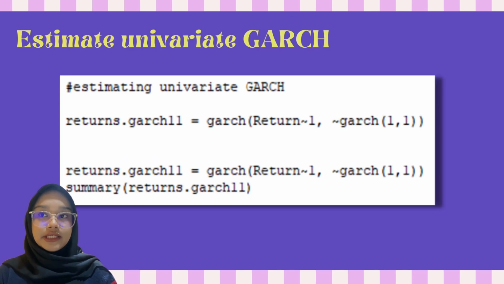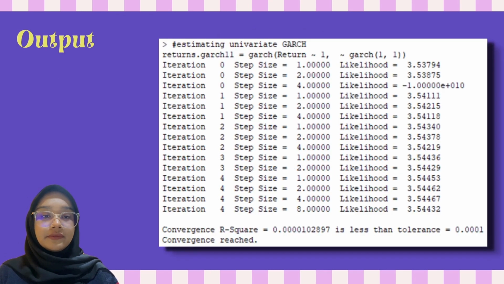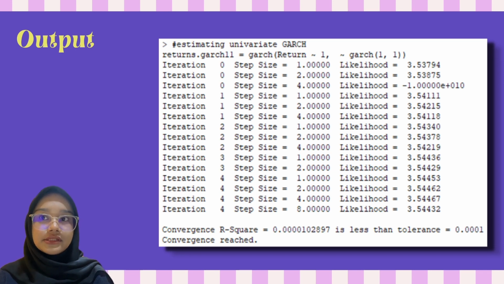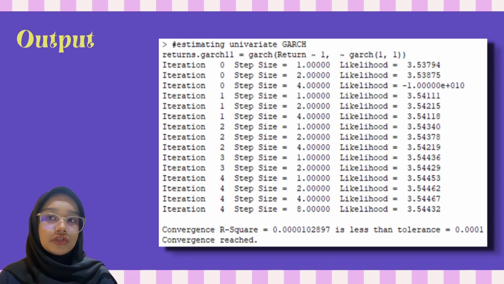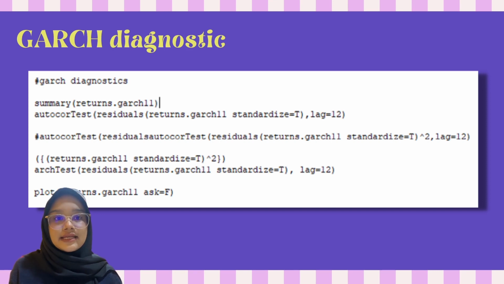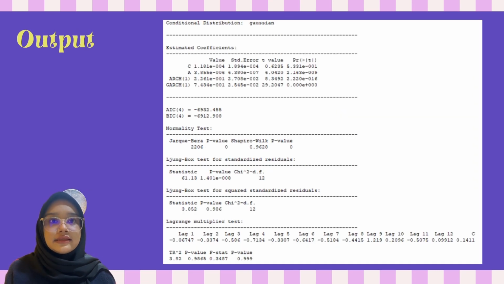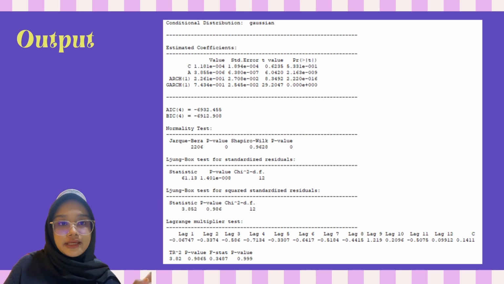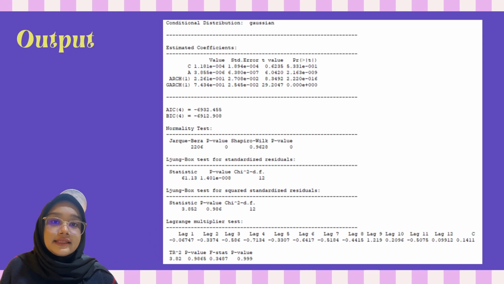For step 5, we need to estimate univariate GARCH. From the output, we can observe that the convergence is equal to 0.0000102897, which is less than the tolerance, which is equal to 0.0001. So we can conclude that convergence is reached. From the GARCH diagnostic, we notice that the t-value for ARCH 1 and GARCH 1 is greater than 2. Thus, we can conclude that the t-value for GARCH 1 is significant.